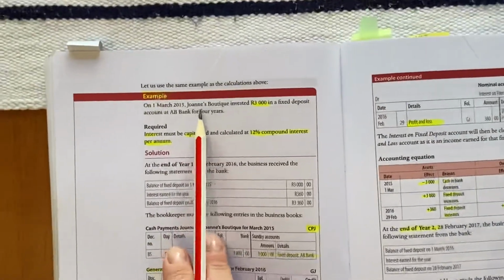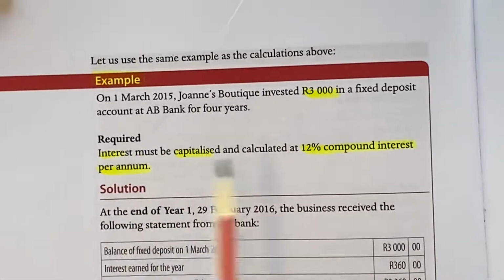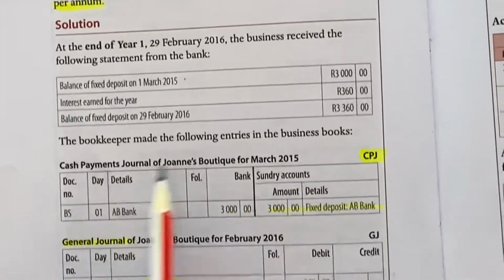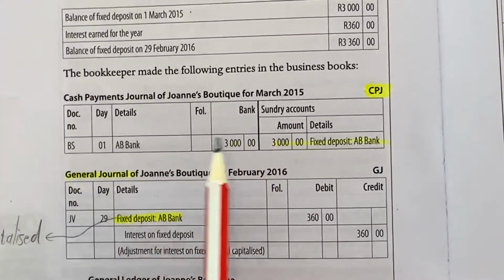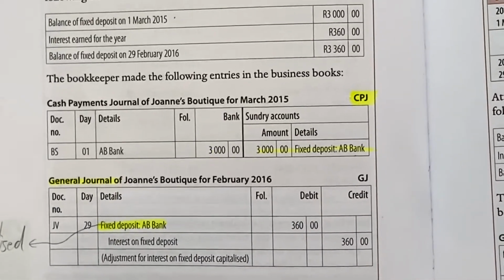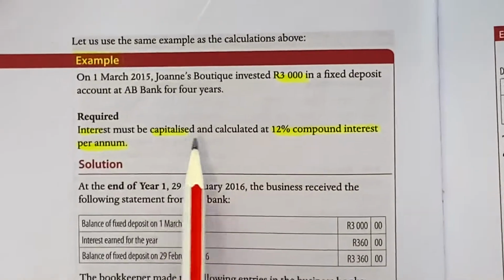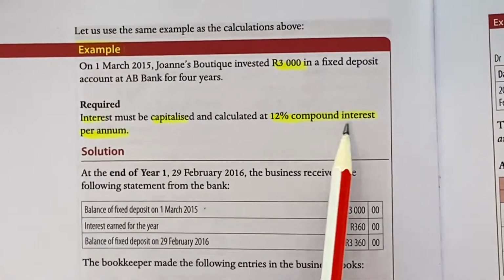On 1 March, Joanne's Boutique invested 3,000 Rand in a fixed deposit account for 4 years. Okay, so how do we do this? In the cash payments journal, we take out 3,000 Rand out of our bank into a fixed deposit for AB Bank. Okay, so that's not new to you. And then interest must be capitalized and calculated at 12% compound interest.